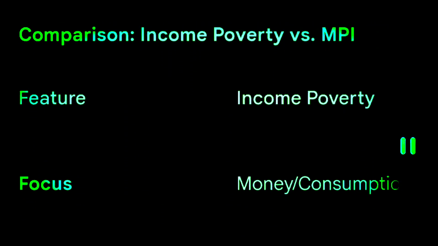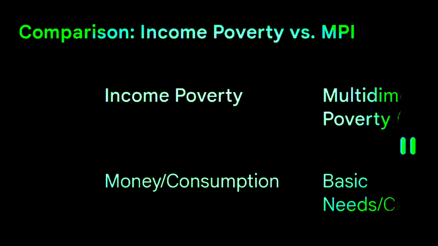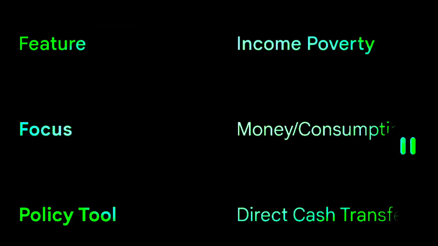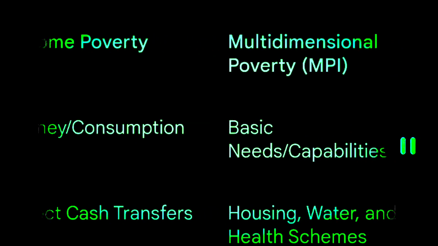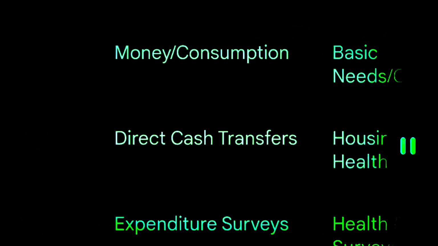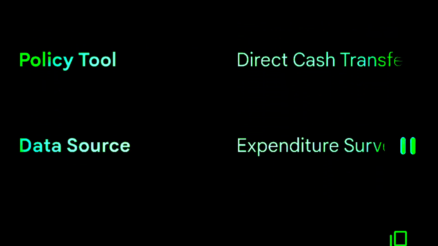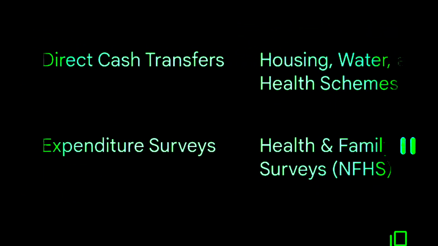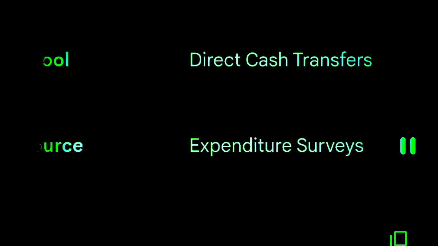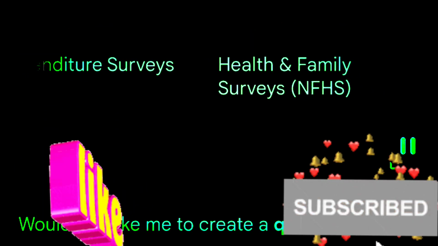Comparison: income poverty versus MPI. Feature: income poverty versus multidimensional poverty, MPI. Focus: money and consumption versus basic needs and capabilities. Policy tool: direct cash transfers versus housing, water, and health schemes. Data source: expenditure surveys versus health and family surveys, NFHS.